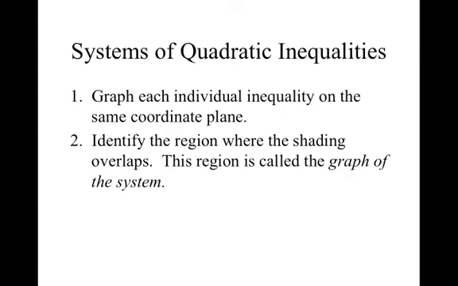All right, let's look at one example of graphing a system of quadratic inequalities, and for that you're going to graph each individual inequality on the same coordinate plane, and then you're going to identify the region where the shading overlaps. This region is called the graph of the system, or the solution to the system.